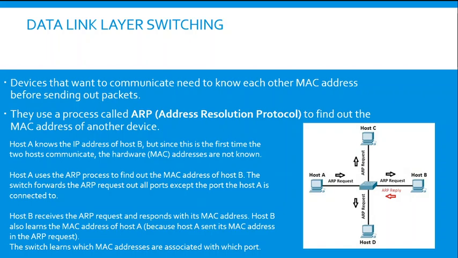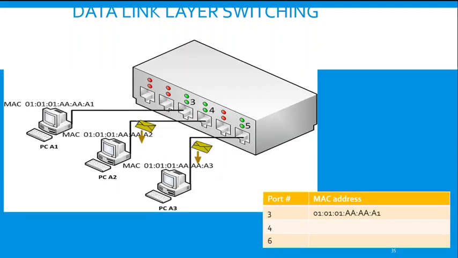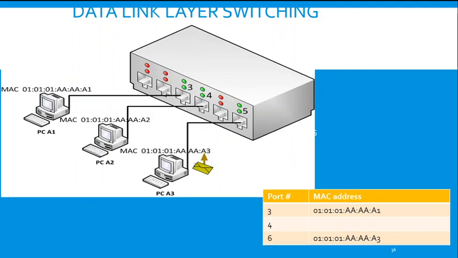The switch forwards the ARP request out of all ports except the port of the host A. Host B receives the ARP request and responds with its MAC address. Host B also learns the MAC address of host A, because host A sends its MAC address in the ARP request. The switch learns which MAC address is associated with each port. As you can see from the illustration, each MAC address contains hexadecimal values. We have the third port, and this MAC address is in the table. We have the sixth port interface.